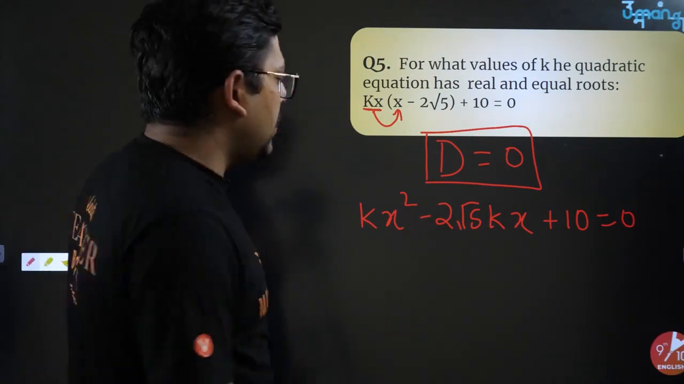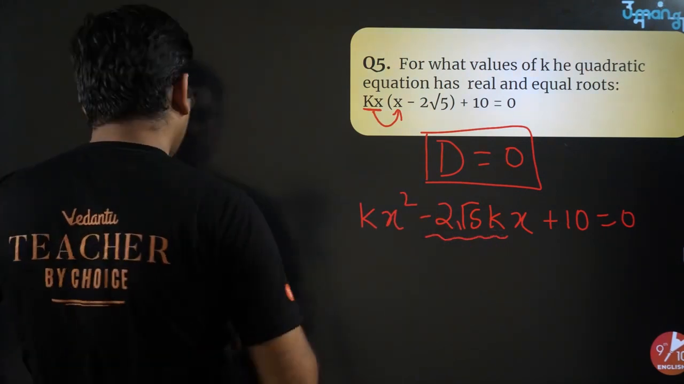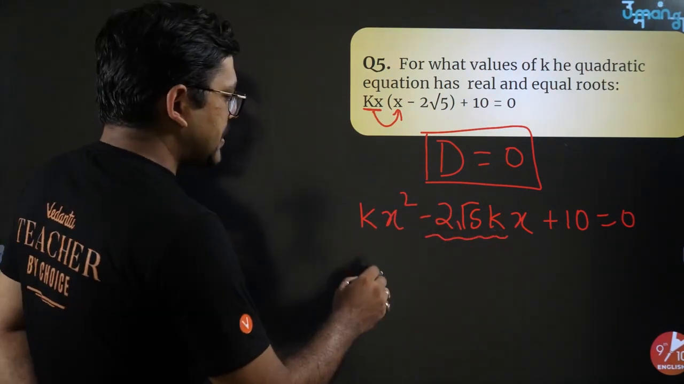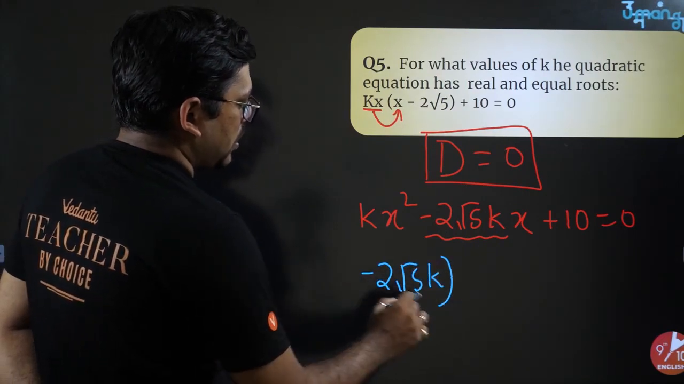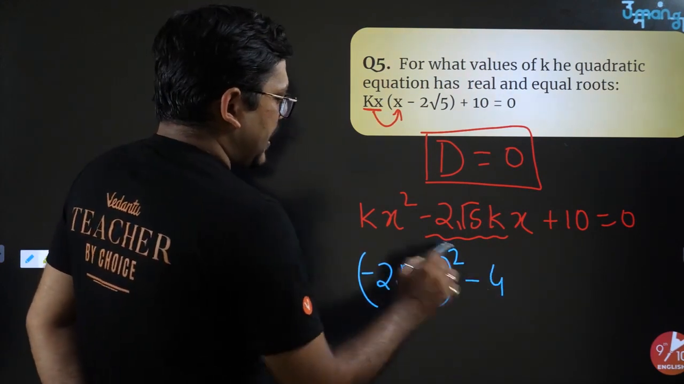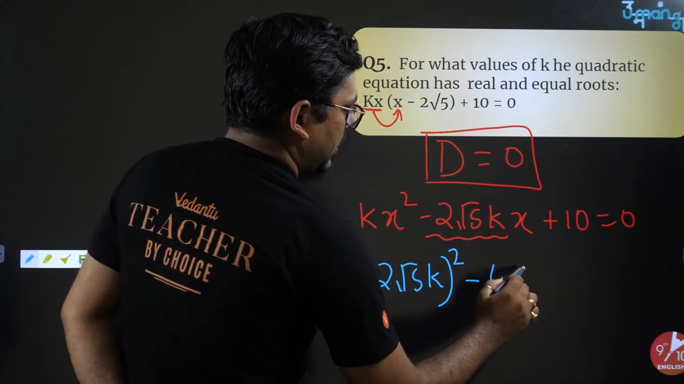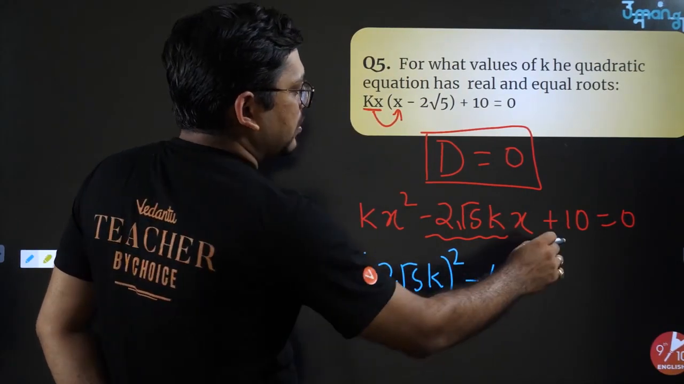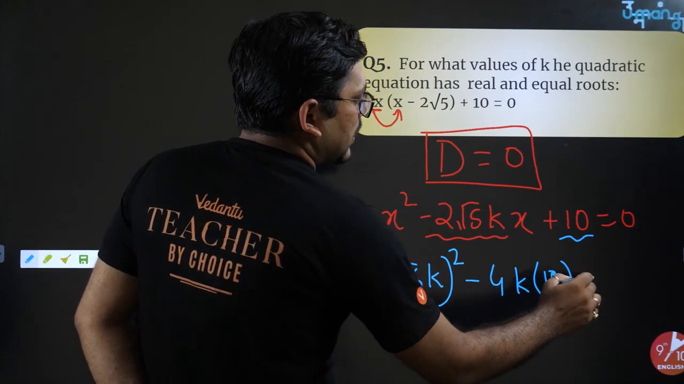So let's do that. B square is this much. Let's do it. So b square, that is minus 2 root 5 into k whole square, minus 4ac, where a is k and c. Cool. Equals to 0.